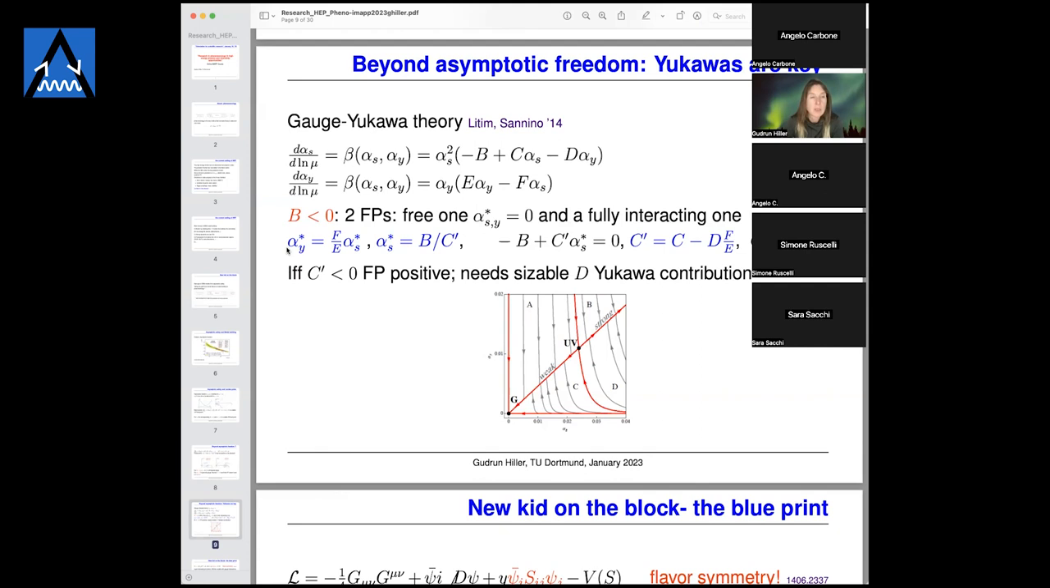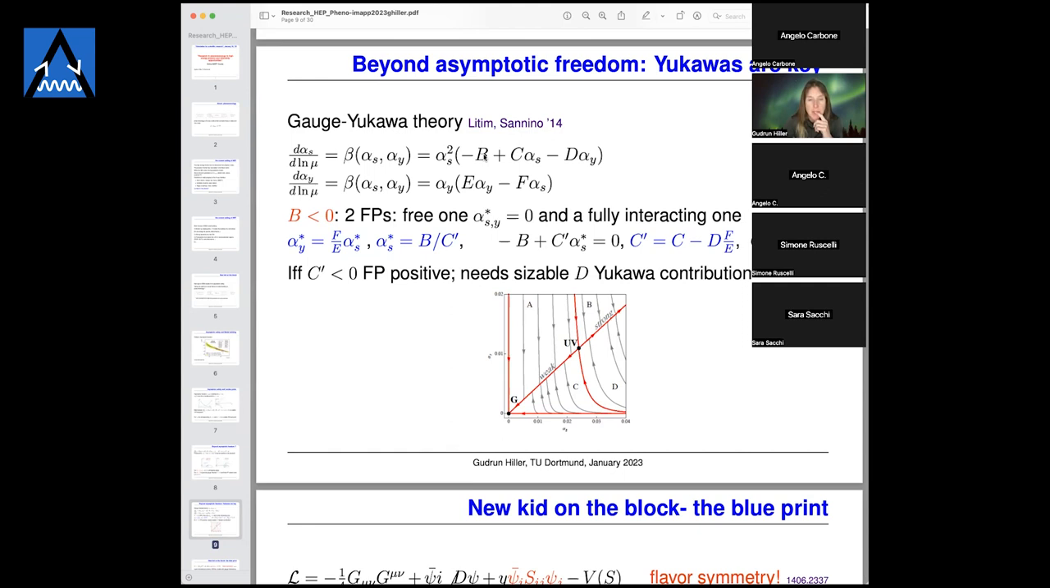So the prerequisite to achieve in this model an UV interacting fixed point is you need Yukawa couplings, you need this D coefficient. And this D coefficient has to be sizable. It has to be really big. And that's not easy to get. And what you also need is the B coefficient to be negative.